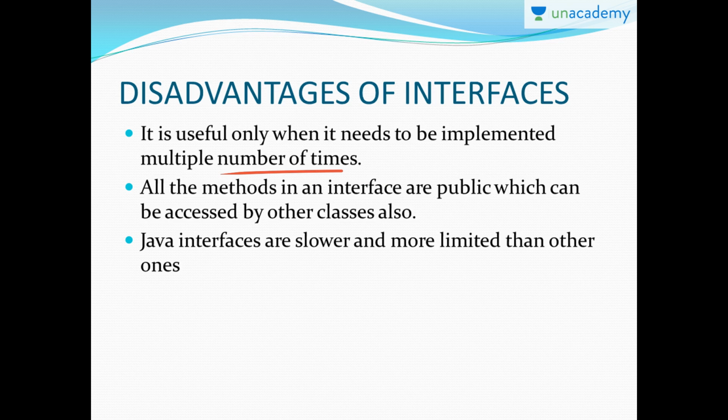And all the methods in an interface are public, which can be accessed by other classes also. That is, every time we are writing a public method, right? All the methods which we write in an interface, as I've told you all, use the public keyword. At that time all the other classes can also access it. This makes security a little bit less in this way. And Java interfaces are slower and more limited than the other ones. This is a disadvantage only in Java.